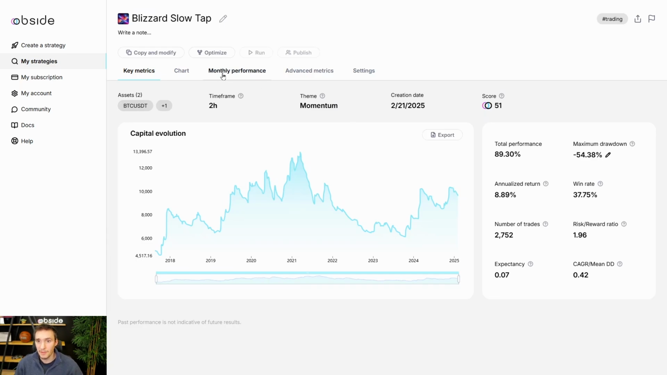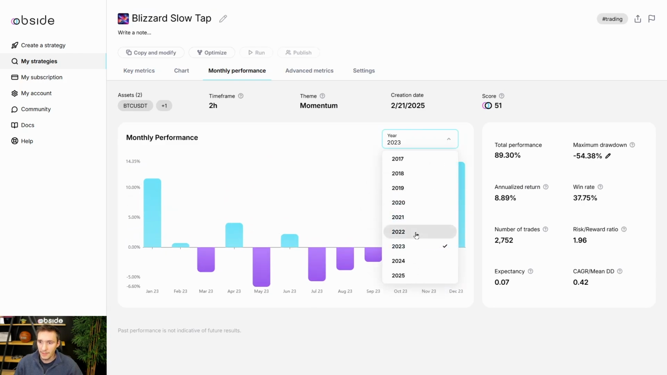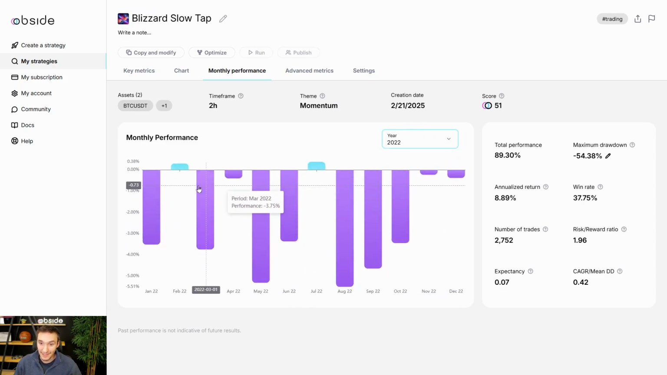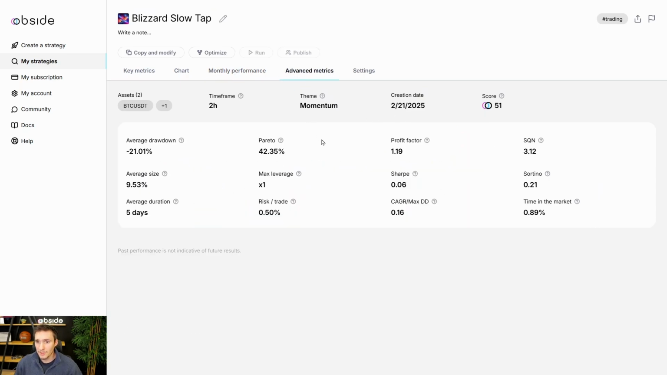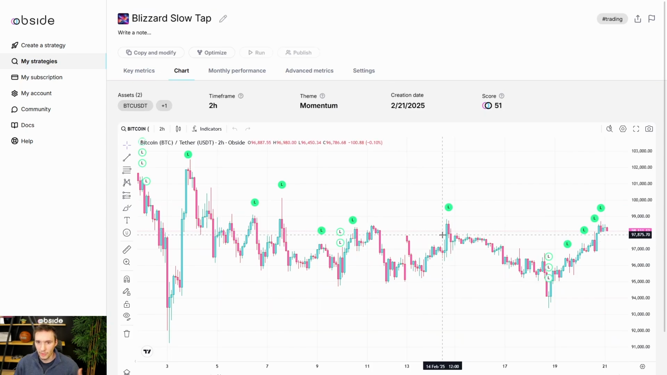I can also see the monthly performance over the backtested period to check if, like here in 2022, this was a harsher year than the others. I also have access to some advanced metrics to know more in depth how the strategy has behaved. And if I want, I can even check the trades directly plotted on a TradingView chart to see exactly where the strategy entered or exited positions as price moved.